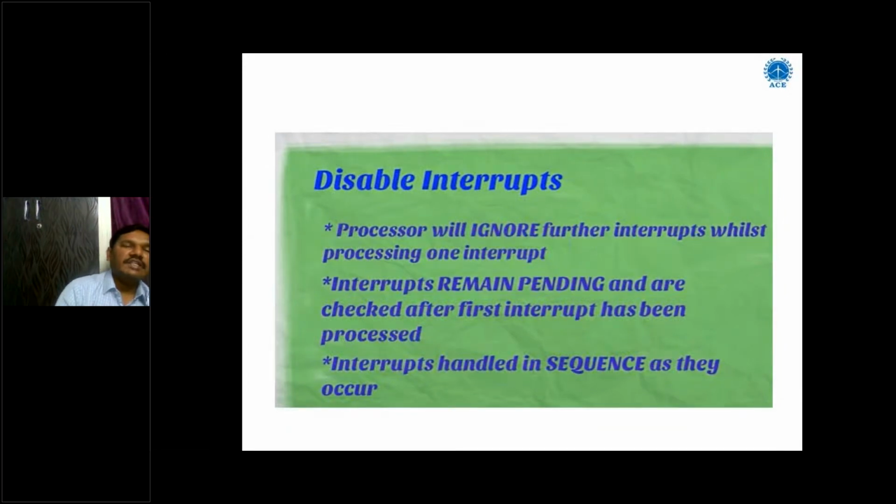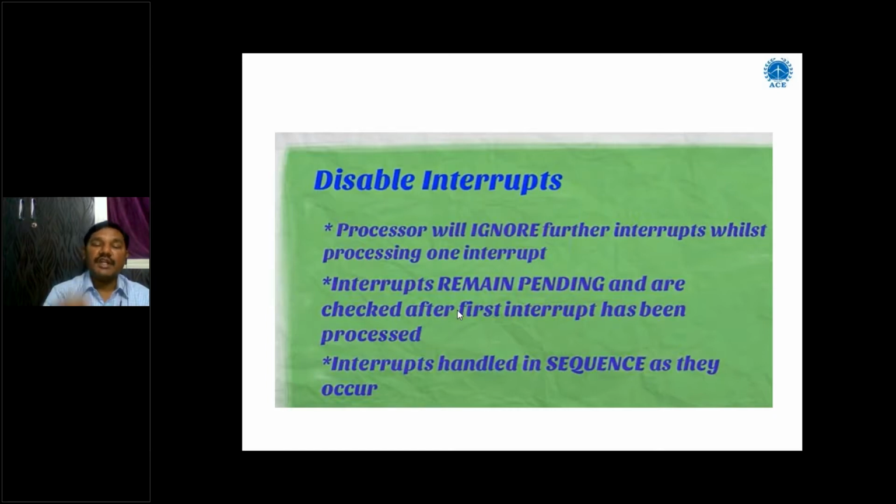Now we can disable some interrupts also. Why do we need to disable some interrupts? Whenever we want to execute one process at a time, in sequential fashion, then we need to disable some interrupts. The processor will ignore further interrupts while processing one interrupt. Then we can disable the second interrupt. Interrupts remain pending and are checked after the first interrupt has been processed.